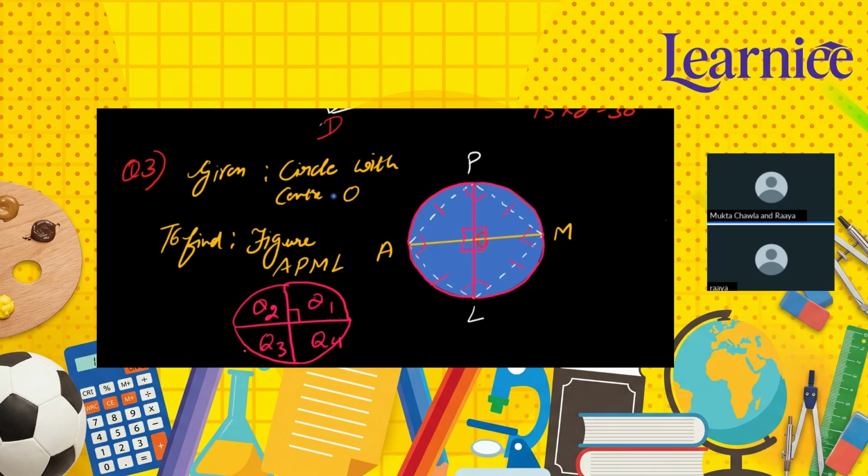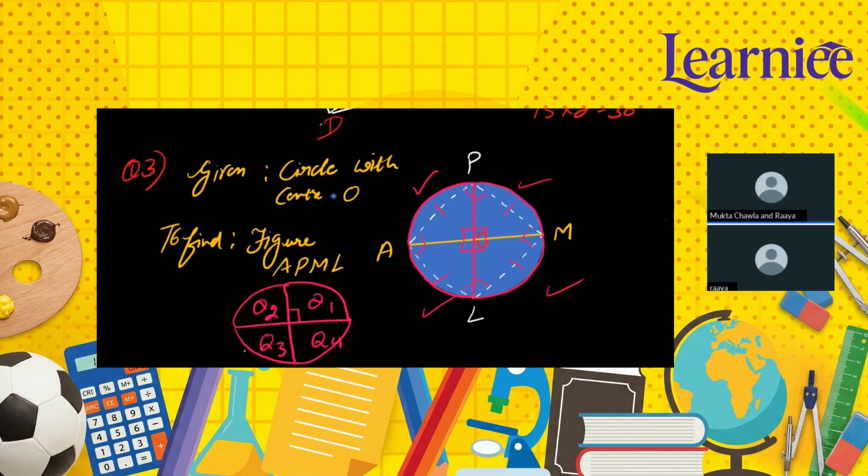Quadrants are equal. I have written Q1, Q2, Q3, Q4. Generally, we go anti-clockwise. So this and this are equal. If the quadrants are equal, it is understood that the arcs would also be equal. So can I write AP is equal to PM is equal to ML is equal to AL?